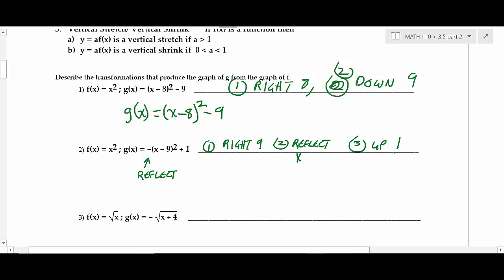And again, what that reflecting is doing, it's not a bad idea to write down. All that's doing is it's just multiplying y by negative 1. That's why it reflects.